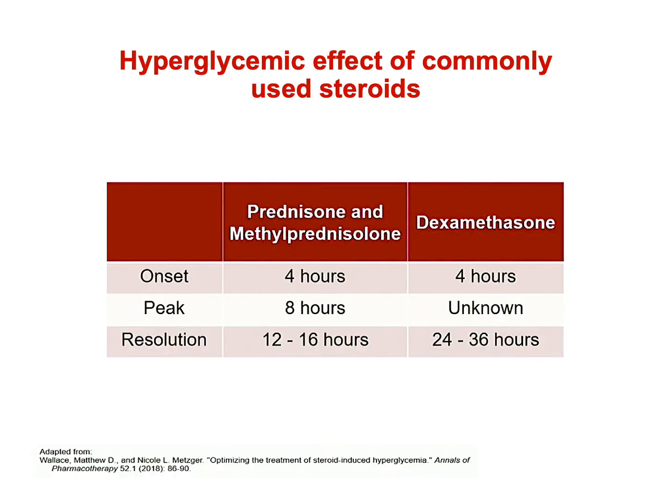And these are the onset, peak, and resolution. You can see prednisone and methylprednisolone have the same onset, peak, and resolution, of 8 hours and 12 to 16 hours. And you can see dexamethasone has the longest resolution time, 24 to 36 hours. So after discontinuing dexamethasone, you can still see the hyperglycemic effect for quite some time even after discontinuation.